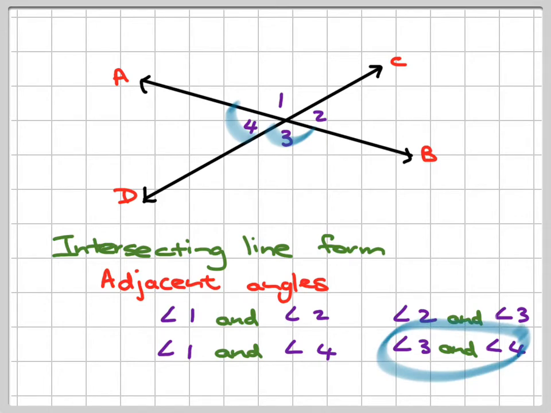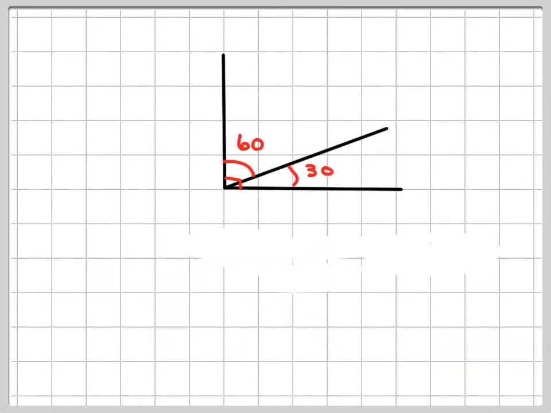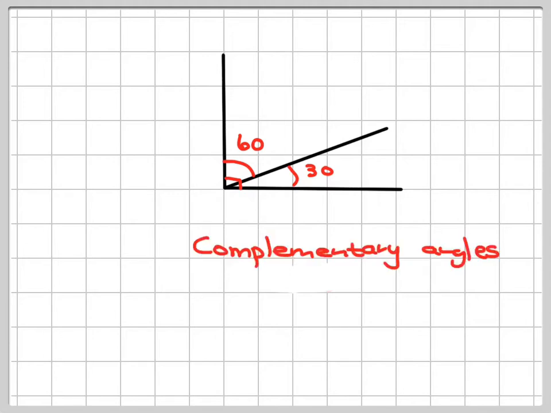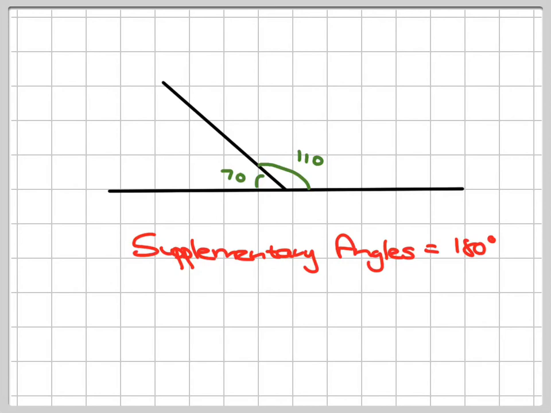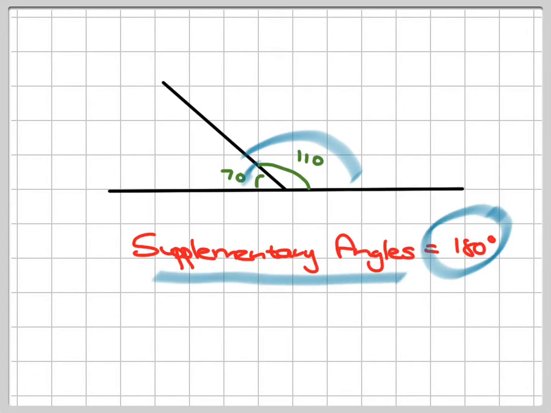Okay, now there's a few things to remember with adjacent angles. The first one is that if two angles are adjacent and they add up to 90 degrees, they are called complementary angles. The next one is that if two angles are adjacent and they add up to 180 degrees, they are called supplementary angles. Adjacent angles which add up to 180, supplementary angles.